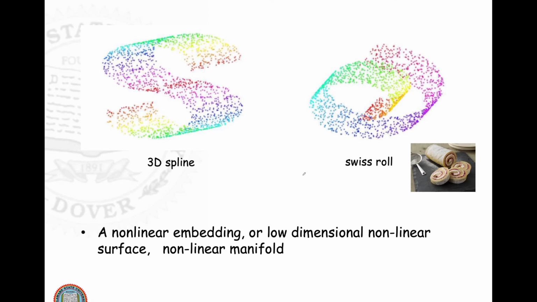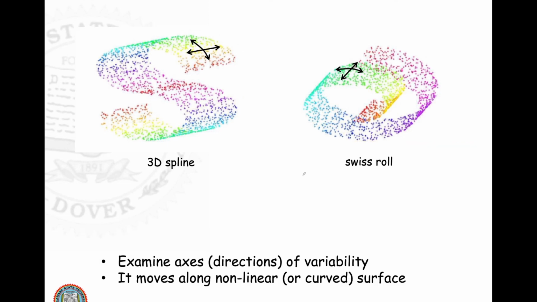It's quite good. Nonetheless, if we look at the way information varies within a spline, 3D spline and Swiss roll, well, here I've drawn some axes, and these axes are going to note the direction in which features or measurement types vary.